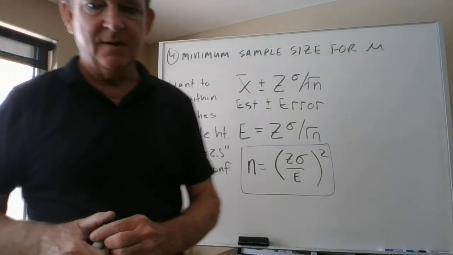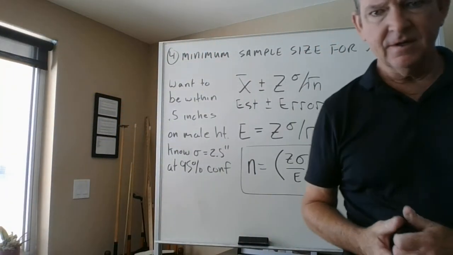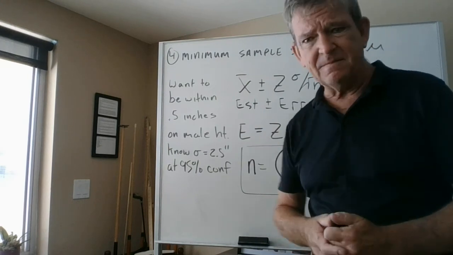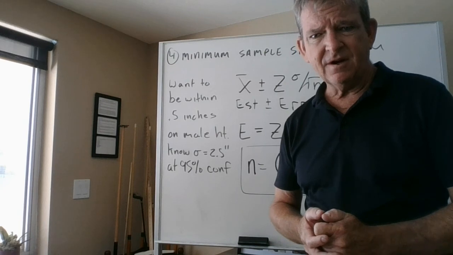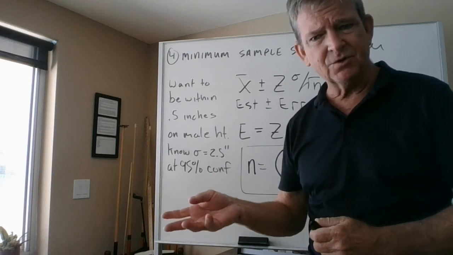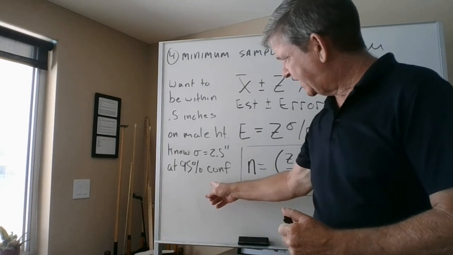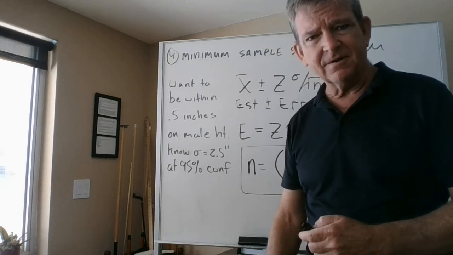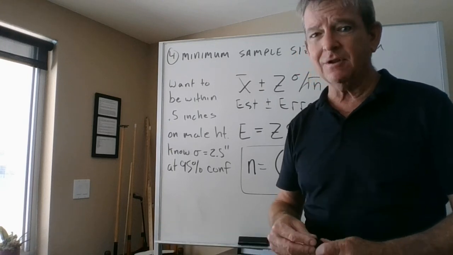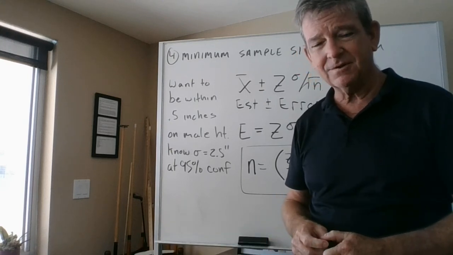There you go. Let me stand over here. We want to know, we want to be within 0.5 inches on the height of men on this planet. We know that the standard deviation is 2.5 inches, and we want to know it with 95% confidence. Again, if we're buying pants for the Marine Corps, a half an inch is close enough. You don't need to be any closer than a half an inch.